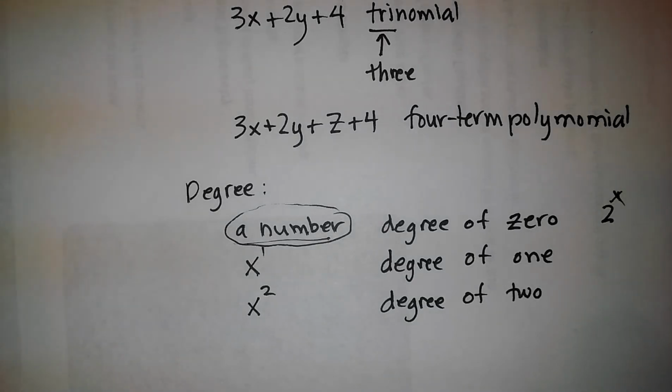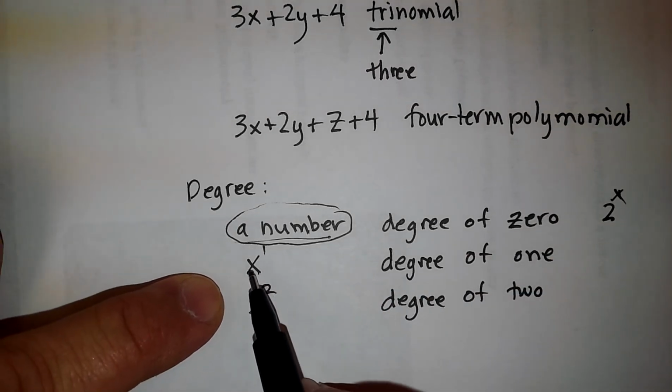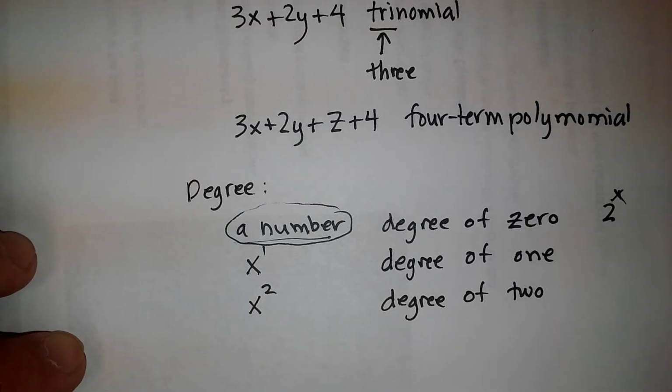And that's just by convention. That just means that's what we've agreed to. And I'll tell you why in a later video. I don't think it'd be really important to go through that right now. But right now, that's how you would classify these. So just look at the particular exponent on the variables only, and that will tell you what the degree is. Okay?